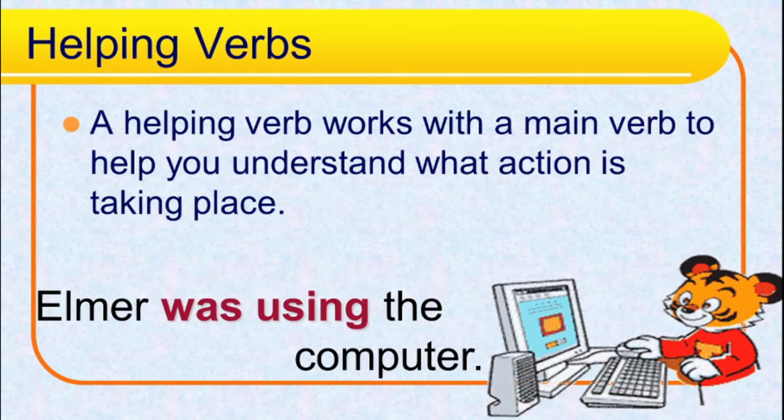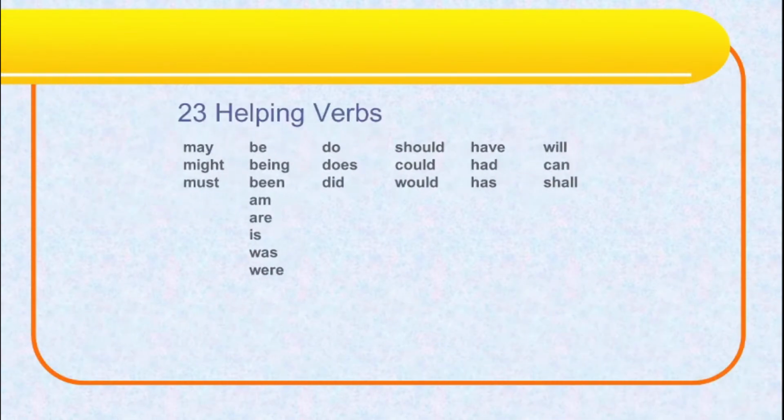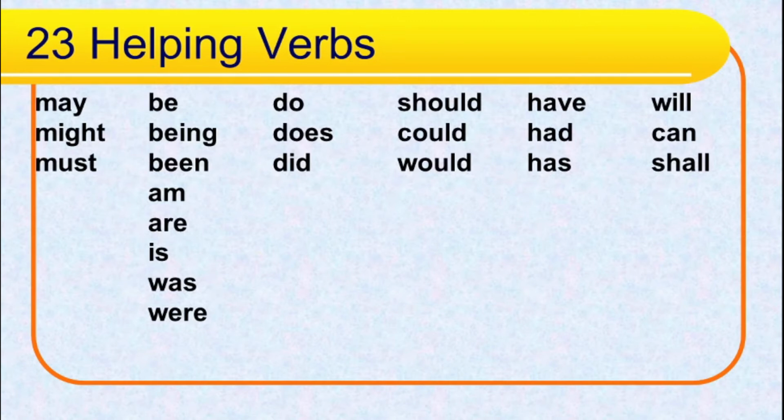Helping verbs. A helping verb works with a main verb to help you understand what action is taking place. Example: Elmer was using the computer. Helping verbs examples: may, might, must, be, being, been, am, are, is, was, were, do, does, did, should, could, would, have, had, has, will, can, shall.